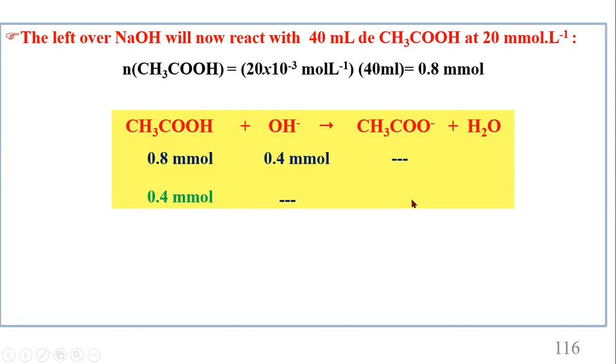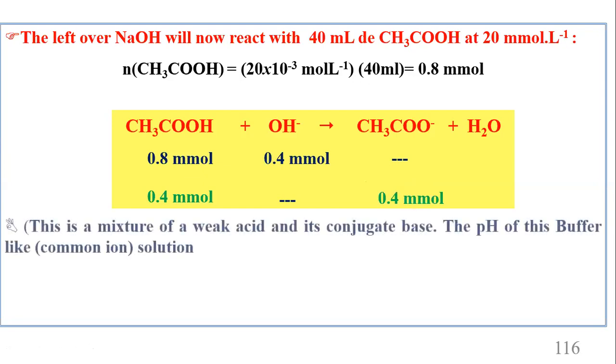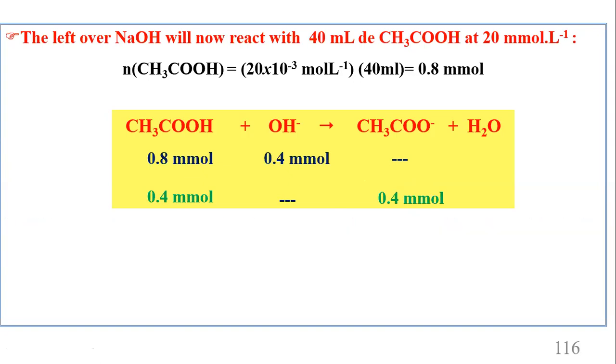How about the acetic acid? How much do I have in solution? Yes, I have the same amount as my limiting reactant, so that's 0.4. What do I have in this? What is left over? Do I have to do more reactions? Are there further reactions that can take place? No, I have no more H plus, I have no more OH minus.